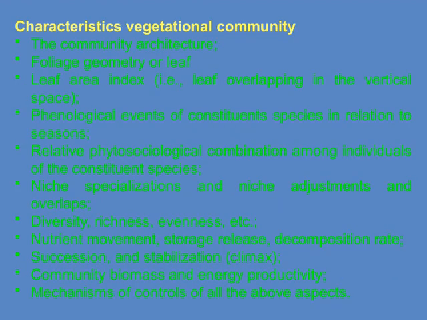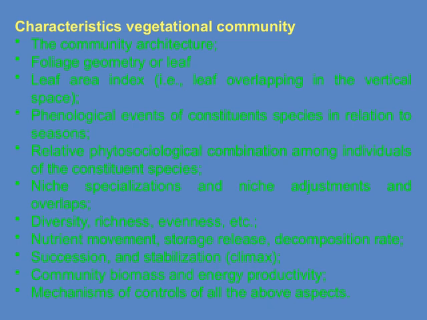When we look at the characteristics of a vegetational community, the first aspect to consider is its community architecture. This refers to the overall structure and organization of the plant community, including how different species are arranged in space and how they interact with each other. Next, we have foliage geometry or leaf structure, which influences how plants capture sunlight and perform photosynthesis. The leaf area index is another critical factor. It measures the amount of leaf surface area in a given volume of space, essentially indicating how densely packed the leaves are and how much overlapping occurs vertically.